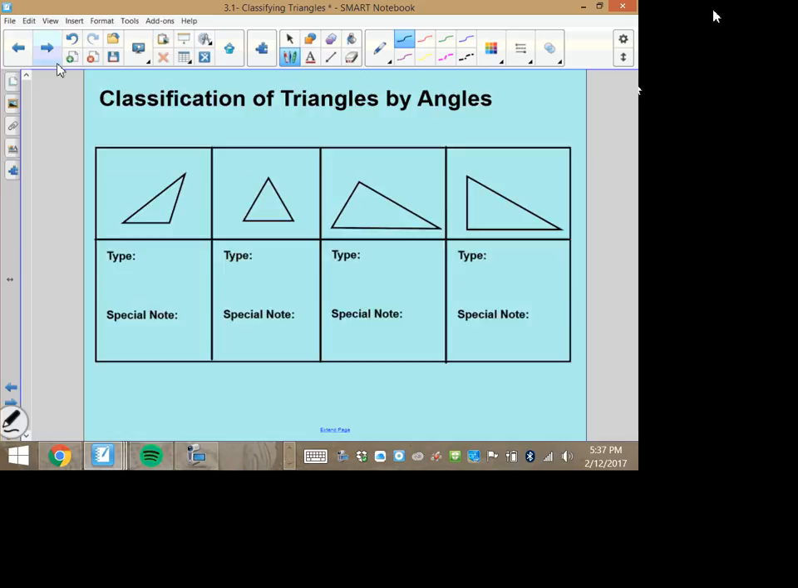So classifying triangles by angles. The first triangle here is an acute triangle. And note that all angles are less than 90 degrees. We then have an equiangular triangle. And in this triangle, all angles have the same measure. And note that all of these are going to be 60 degrees.